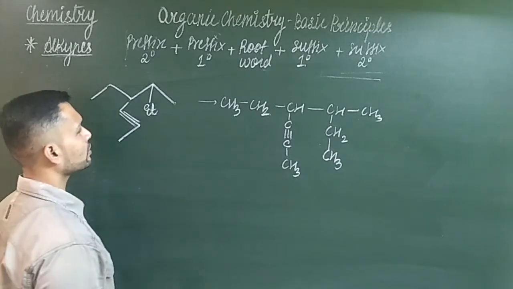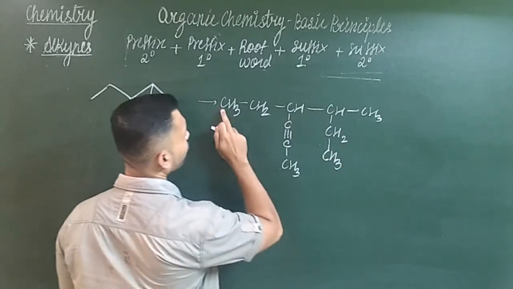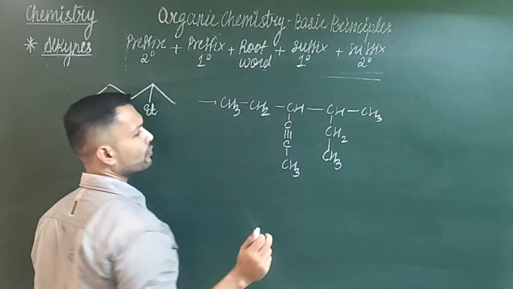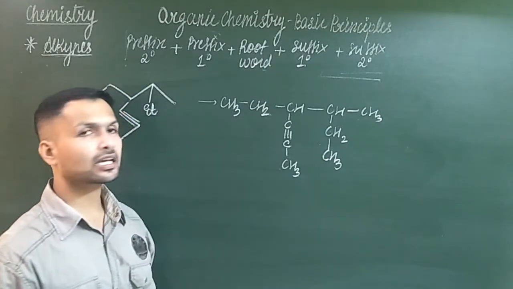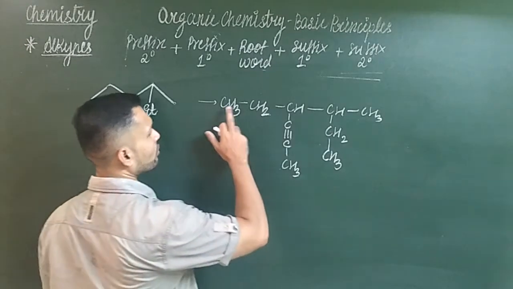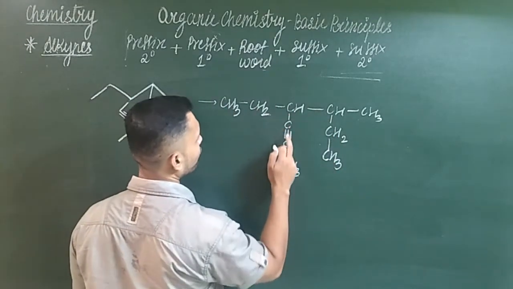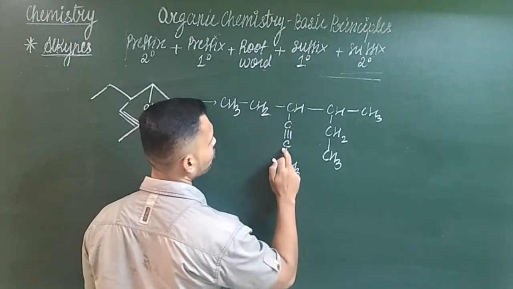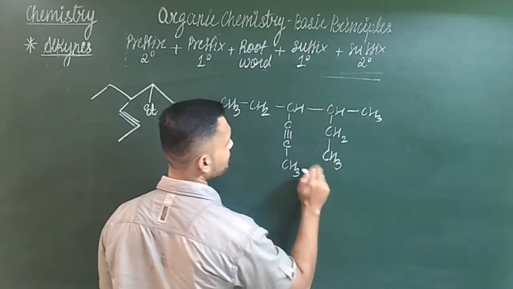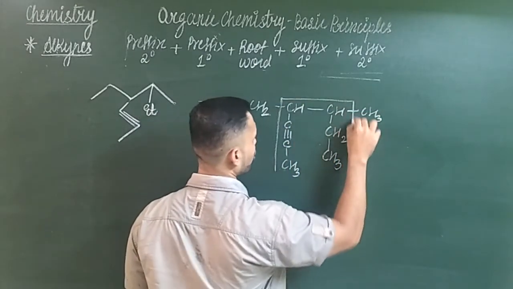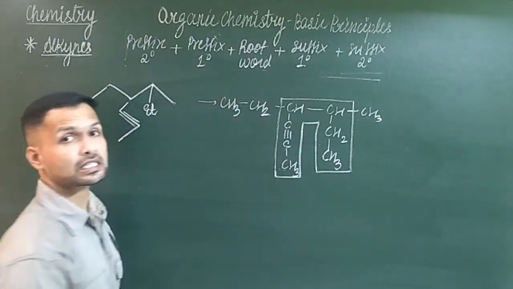Now have a look which is the longest chain. So 1, 2, 3, 4, 5, 6, 7. 1, 2, 3, 4, 5, 6. Now obviously we need to include that triple bond because that is our main functional group. So we can't take a chain which doesn't have that triple bond. This chain is useless. 1, 2, 3, 4, 5, 6, and 7. So this is your longest chain.